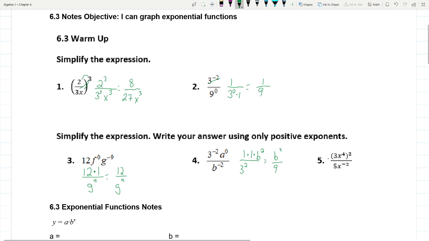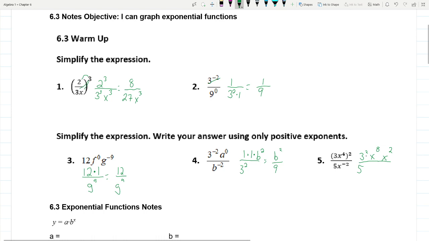All right, number 5: parenthesis 3x to the 4th, all that raised to the second, and then 5x to the negative second. I'm going to first distribute this 2. And so I get 3 squared x to the, remember whenever we're doing a power of a power, this is multiplication, so 4 times 2 is 8, over 5. This x to the negative second is on the wrong side, so I need to move the x up to the top, so x to the second.